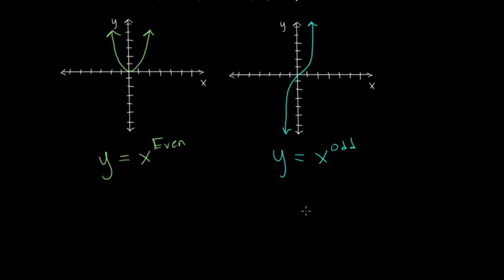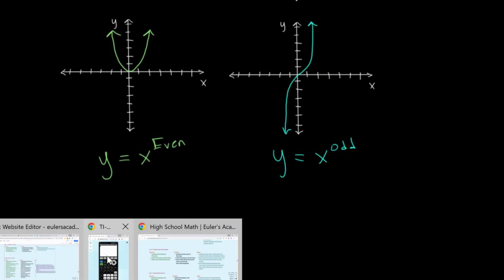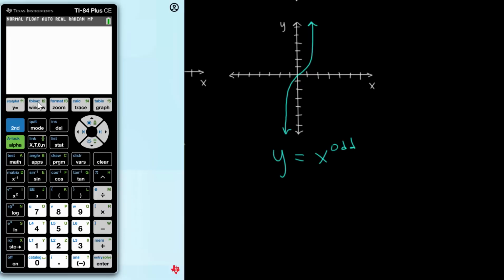So let's just quickly prove this to ourselves using the graphing calculator, just so that we don't have to rely on these hand drawings. And let's first look at even polynomials. So we'll graph y equals x to the second power. We'll graph y equals x to the fourth power. And likewise, we'll graph y equals x to the sixth power.